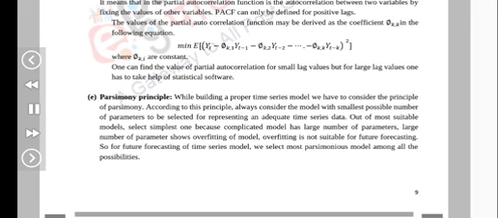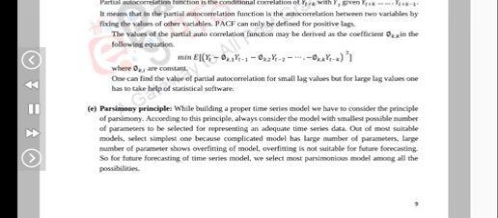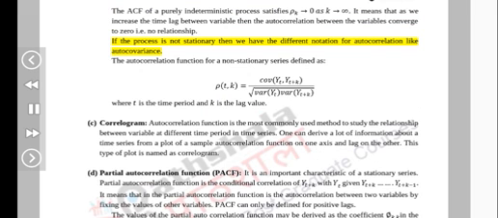The ACF of a purely indeterministic process satisfies rho k → 0 as k → infinity. It means that as we increase the time lag between variables, the autocorrelation between the variables converges to 0, i.e. no relationship. If the process is not stationary, then we have a different notation for autocorrelation, like autocovariance. The autocorrelation function for a non-stationary series is defined as rho(t, k) equals COV(yt, yt+k) divided by the square root of var(yt) var(yt+k), where t is the time period and k is the lag value.